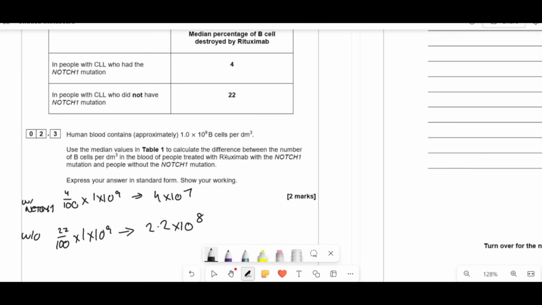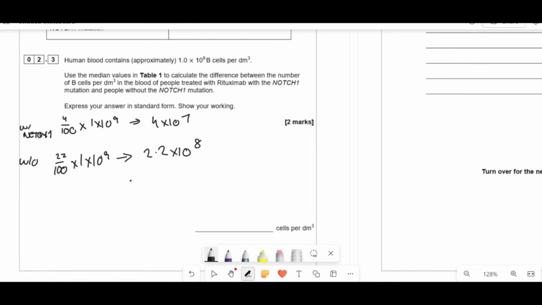So it's saying use these to calculate the difference between the number of them. So you're just going to do 2.2 times 10 to the 8 minus 4 times 10 to the 7. If we do that, we get 1.8 times 10 to the 8.